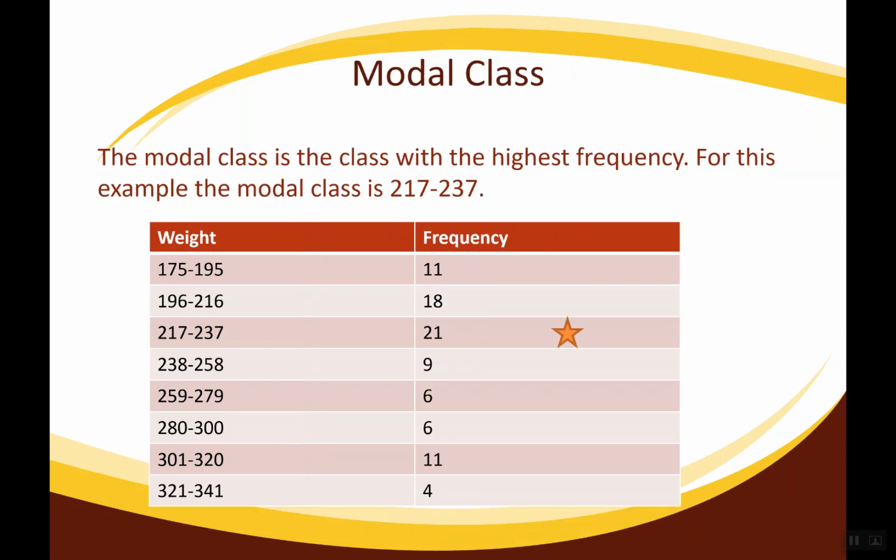All right. There will be questions about the modal class. Modal just means what's most frequent. So when I'm looking at the modal class, I could look percentage-wise and see what has the highest percent. I could look numbers-wise and I can see which number happens the most. In this particular case with the weights of football players, I can see 21 is the highest number. So the answer to the modal class would be 217 to 237 because you want to answer with the class, not with how often did it happen.